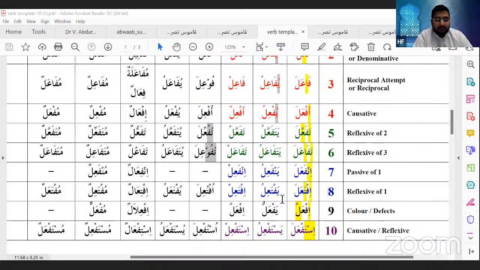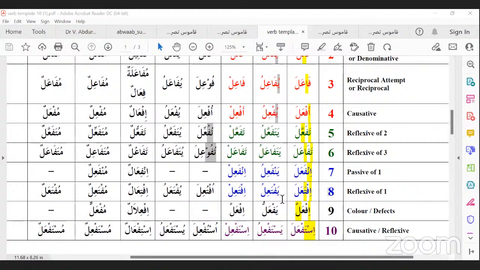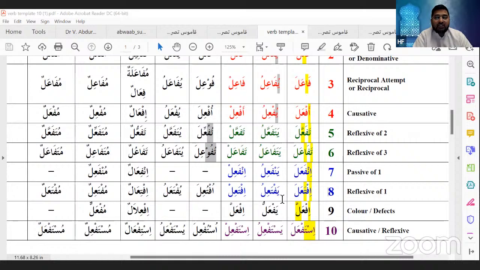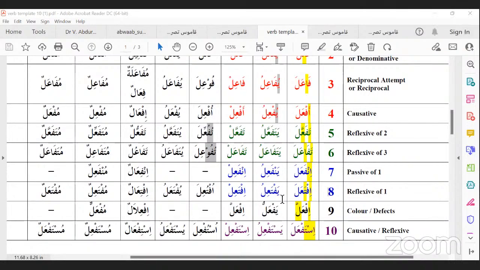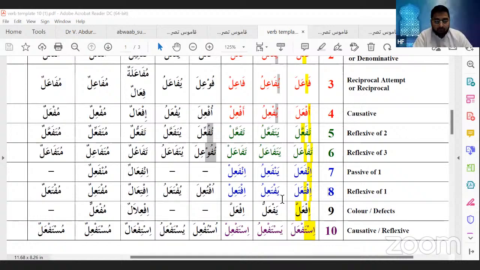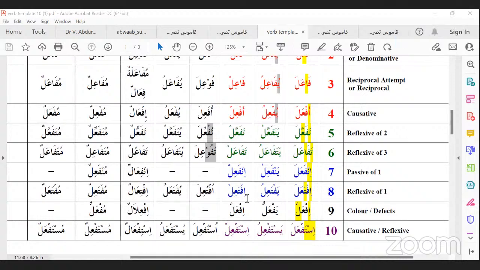Tajtami'na. Ana ajtami'u. Nahnu najtami'u. I think it just needs practice.